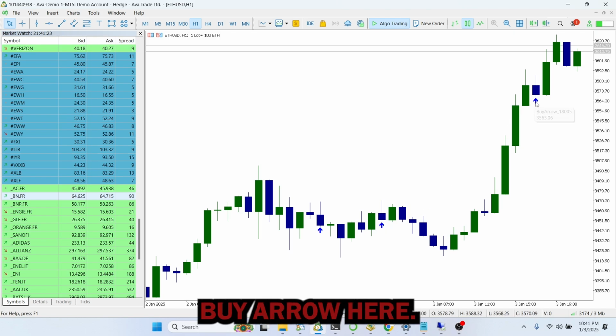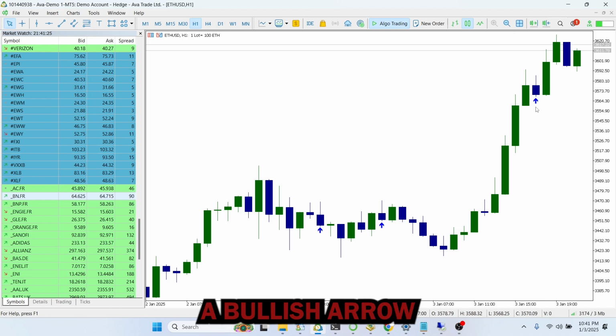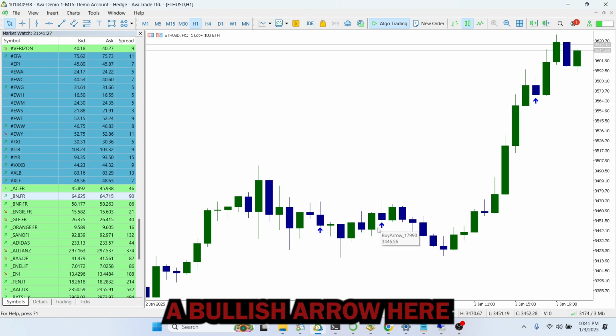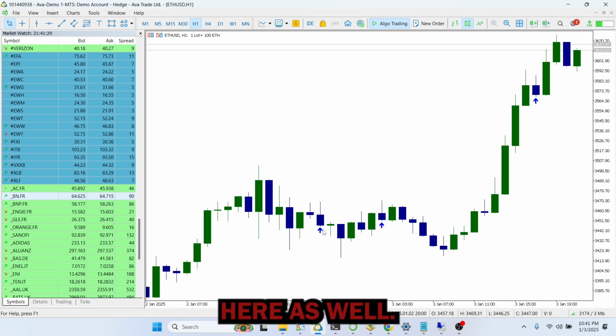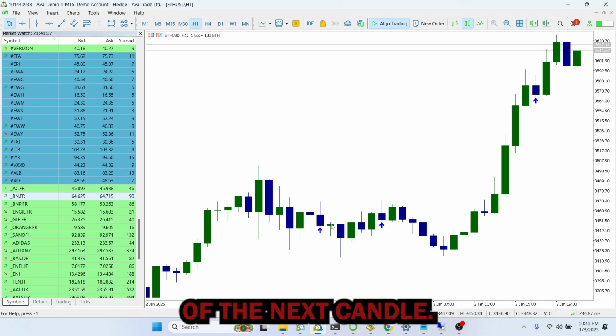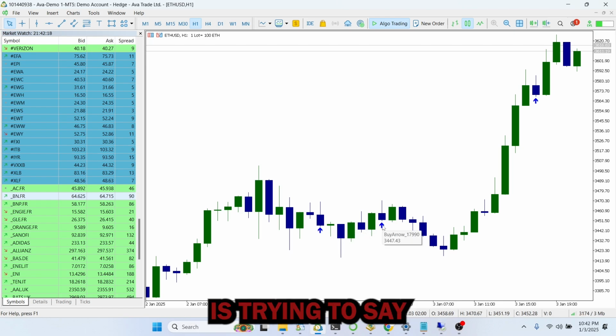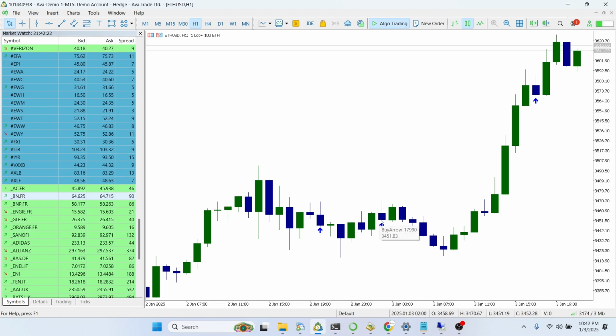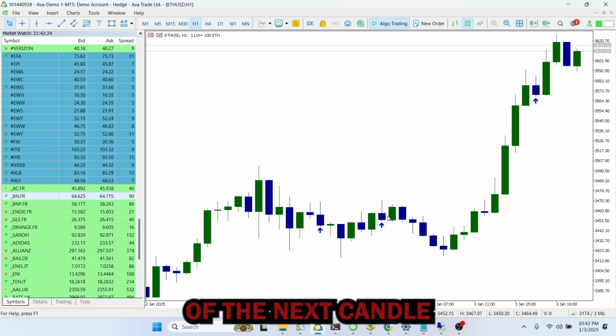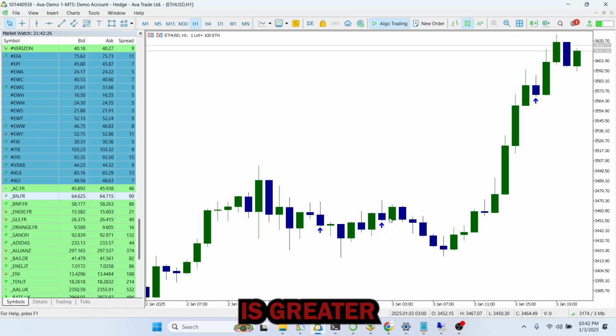You can see a bullish arrow here, and here, and a bullish arrow here as well. These arrows usually appear at the close of the current candle or at the open of the next candle. What this arrow is saying is that when this pattern occurs, the probability of the next candle being a bullish candle is greater than 65%, or let's just say 60%, right?